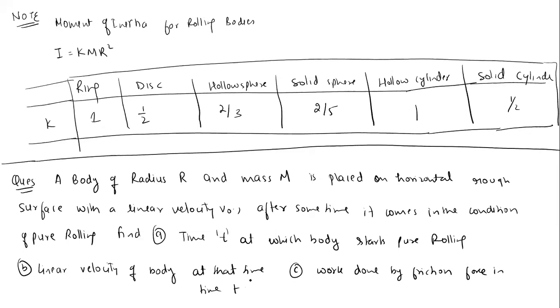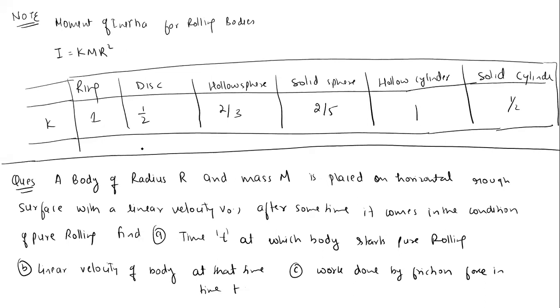So that is the condition here: we have a body of radius r, mass m, placed on a rough horizontal surface. It is given a linear velocity of v naught. After some time, it comes into the condition of pure rolling. You need to find the time at which the body starts pure rolling, the linear velocity of the body at that time, and the work done by the friction force.